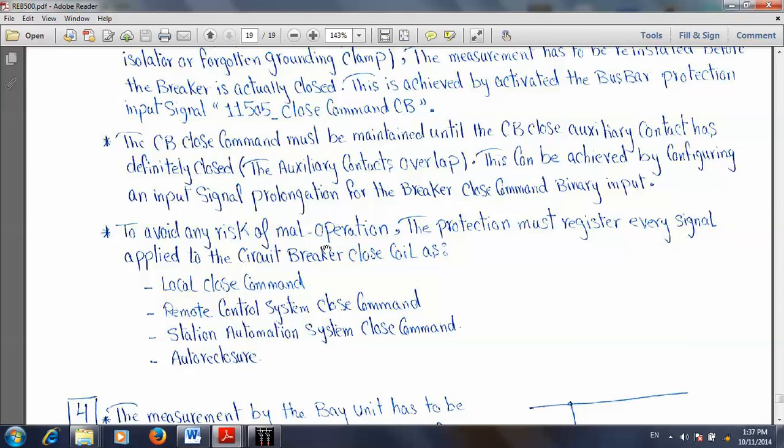Also, there is one comment. To avoid any risk of maloperation, the protection must register every signal applied to the circuit breaker close coil: the manual close command, local close command, remote close command, station automation close command, or the auto reclosure. So it's better to take the manual close command from the contactor that gives the close command to the circuit breaker, and this contactor, as we know, is energized from the auto reclosure, from the local, from the remote closing command or station closing command.